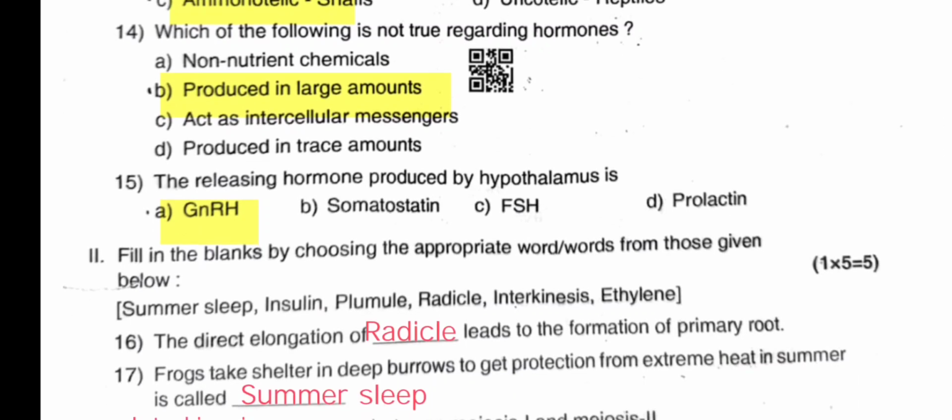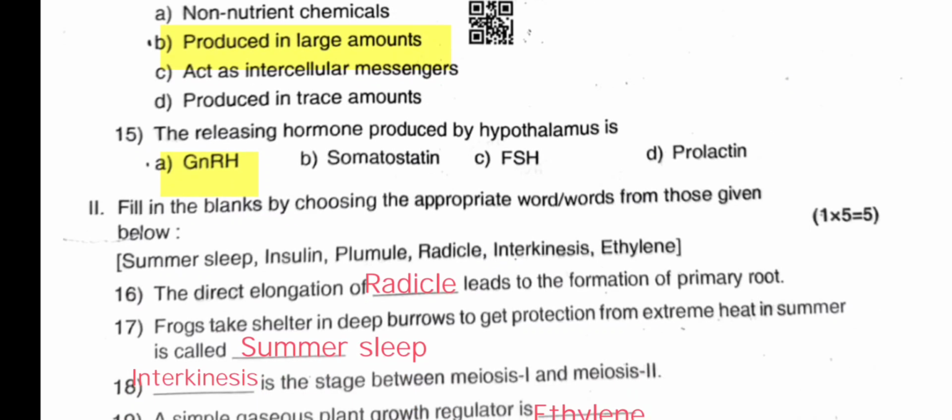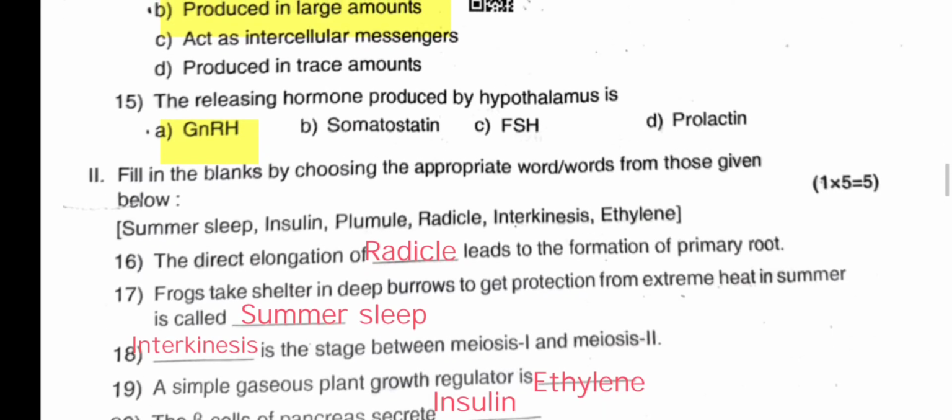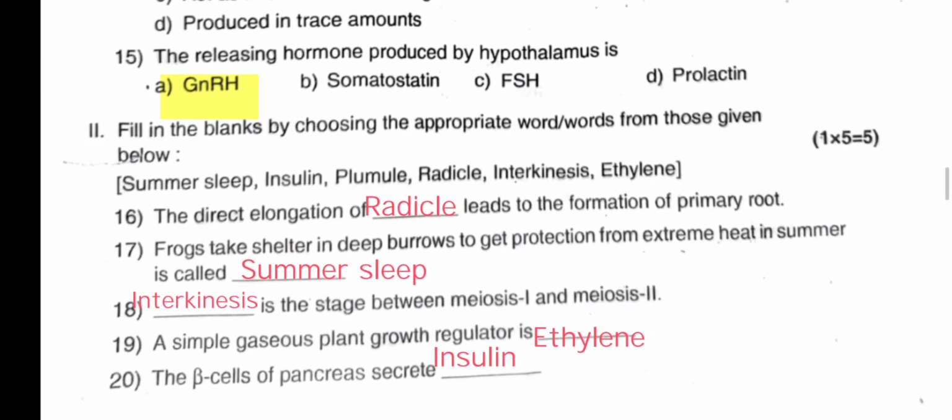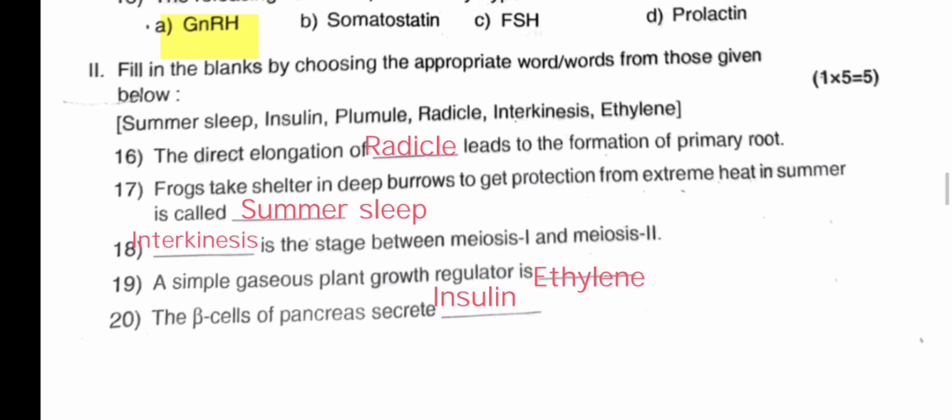Frogs take shelter in deep burrows to get protection from extreme heat in summer is called summer sleep. Dash is the stage between meiosis 1 and meiosis 2. Interkinesis. A simple gaseous plant growth regulator is ethylene. The beta cells of pancreas secrete insulin.